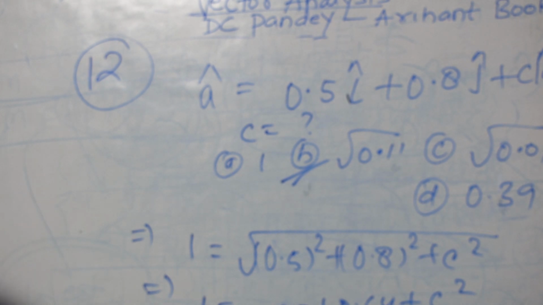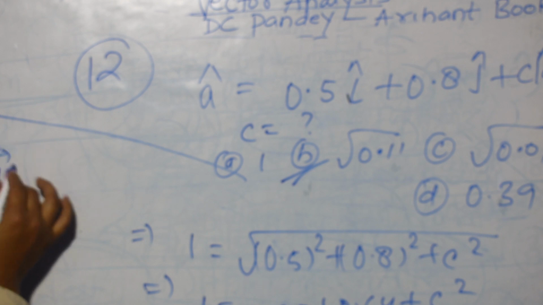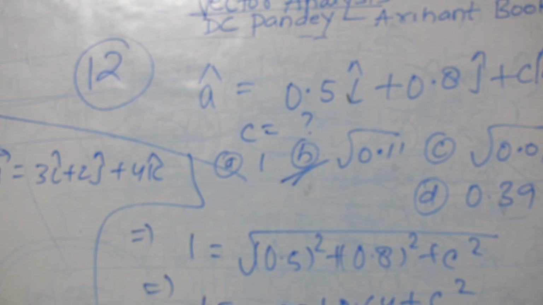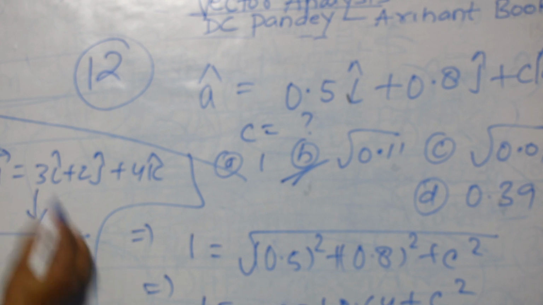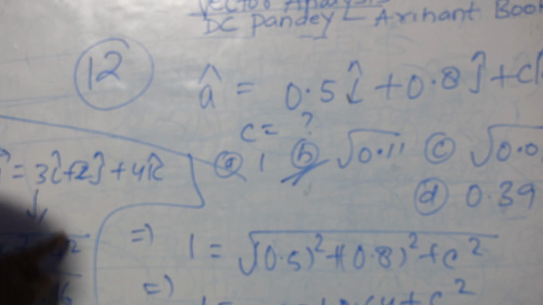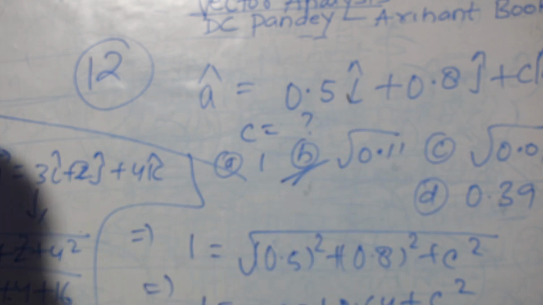the magnitude of a given vector? See here, if a vector is 3i plus 2j plus 4k, and if someone asks to calculate the magnitude of this vector, how do we calculate it? Just square each component. 3 squared is 9, 2 squared is 4, 4 squared is 16. 16 plus 4 is 20. 20 plus 9 is 29. Root under 29 is the magnitude of the given vector. In the same way, I had calculated the magnitude here. This is question number 12.